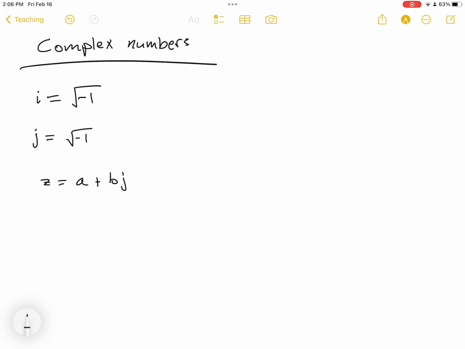So a + bj = z is a vector that exists on the real-imaginary plane. Or if you have a here and b there, you have that vector that is a + b times j.